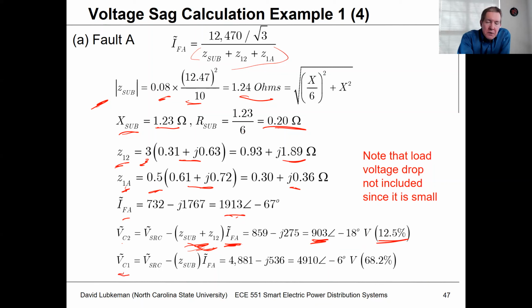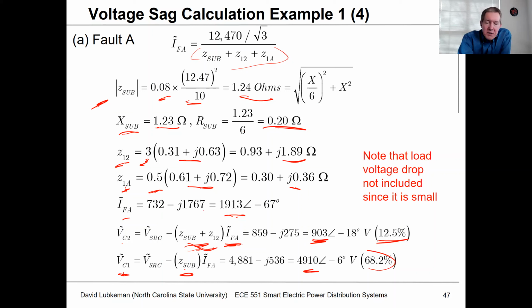If I'm at customer 1 and I calculate the voltage at customer 1, well, the common impedance between the fault and customer 1 is just Z sub. And so in this case, V source is minus Z sub times IFA. And this gives me a voltage of 4,910 at an angle of minus 6 degrees. And this is just the voltage sag down to 68.2%.